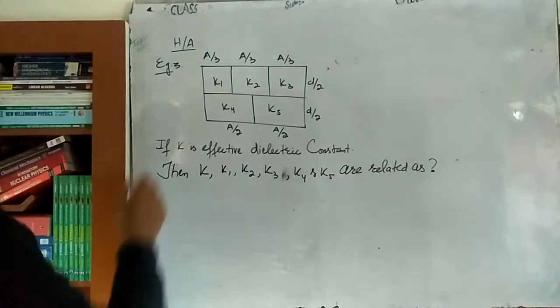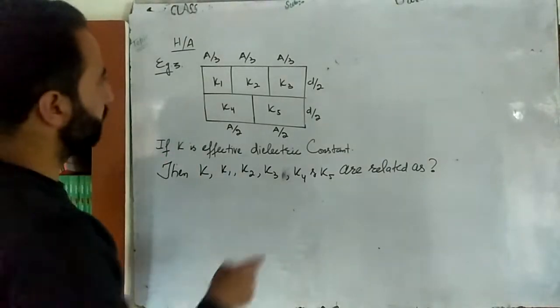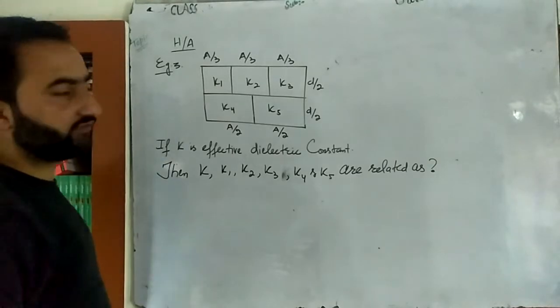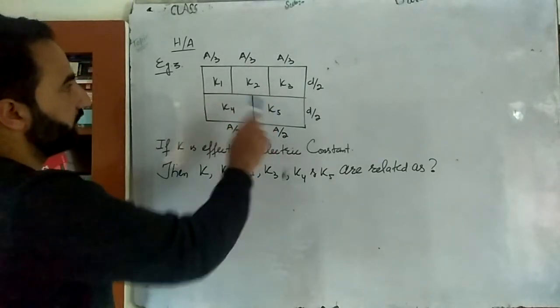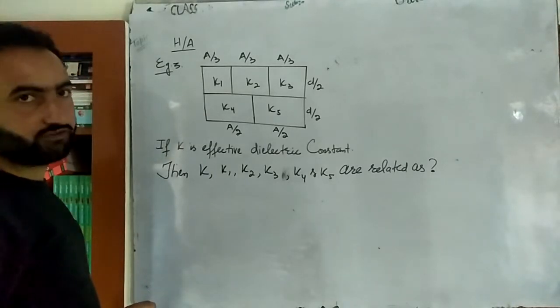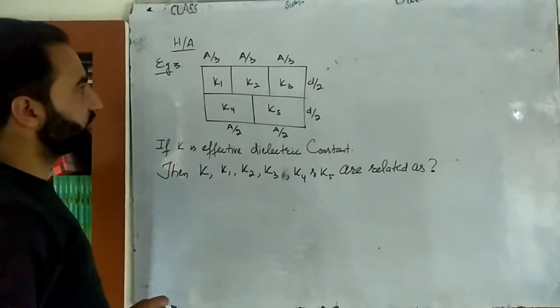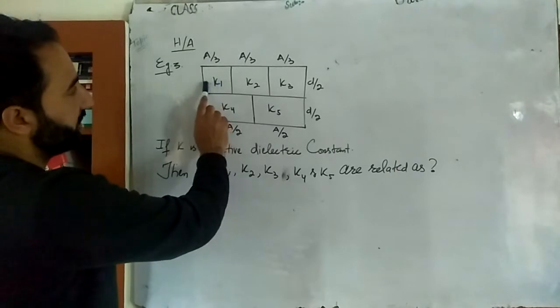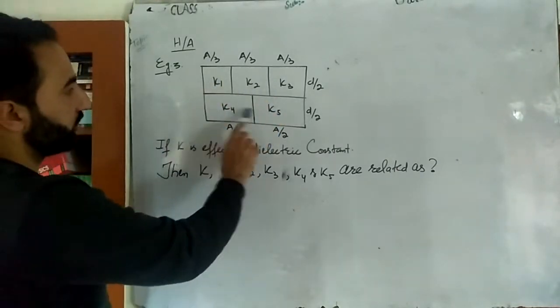Now this one is a home assignment for you. I'm sure you can do it. It is a similar pattern, but now there are 5 different dielectrics: K1, K2, K3, K4, K5. If K is the effective dielectric constant, then find a relation between all these dielectric constants. Now it is obvious that these 3 are connected in parallel. These 2 are connected in parallel.